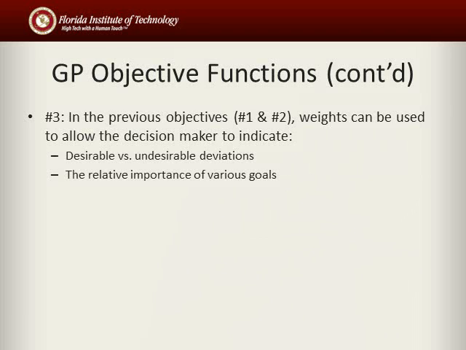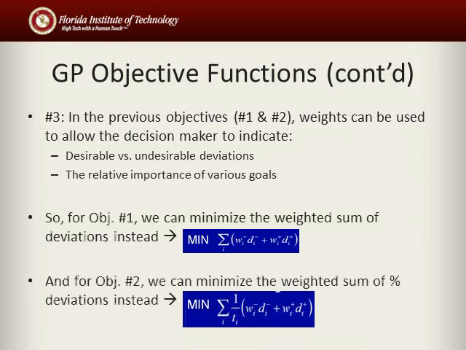What that's going to do is direct the simplex algorithm, which is what's actually solving these linear programming formulations, to prioritize that cost goal and try to find a solution that meets that cost goal as much as possible. So it just makes sense. For objective number 1, we can minimize the weighted sum of deviations using this formula, and all we're doing is just adding a weight parameter to each of the deviations.